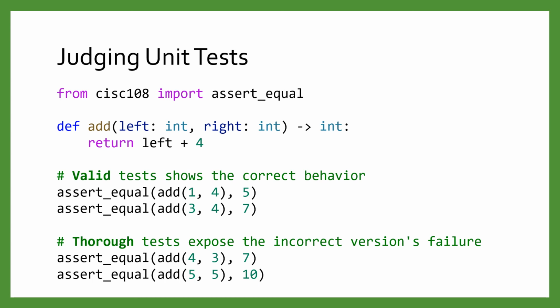In the code shown here, the first 2 unit tests demonstrate that they are valid behavior, but the second set of 2 unit tests demonstrate that they are thorough.